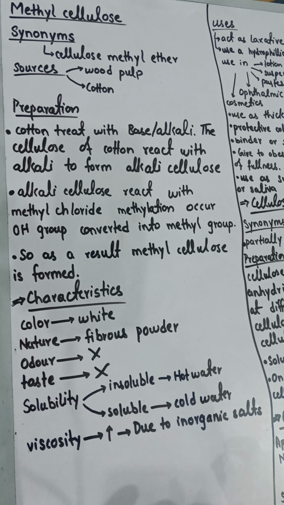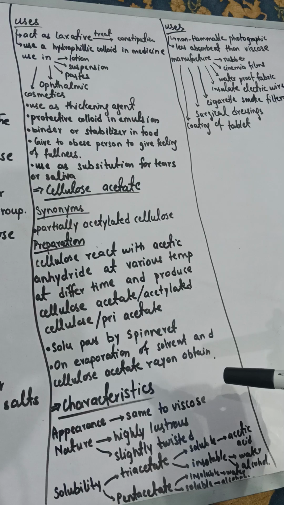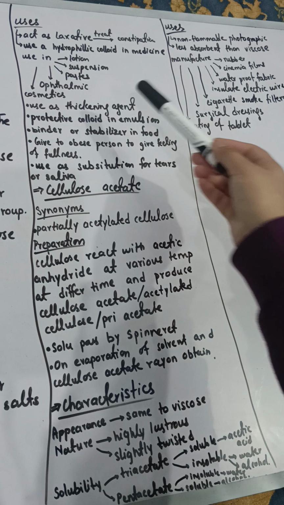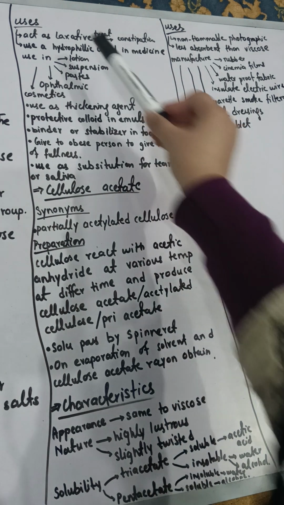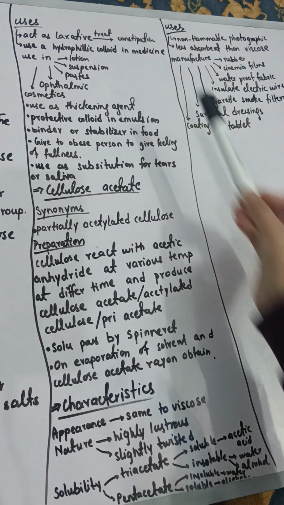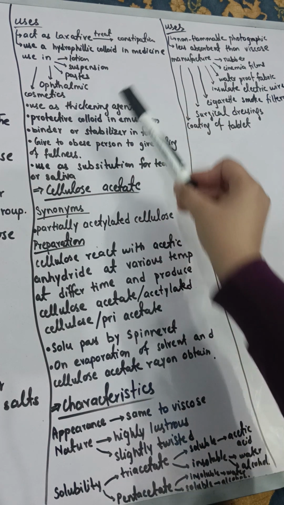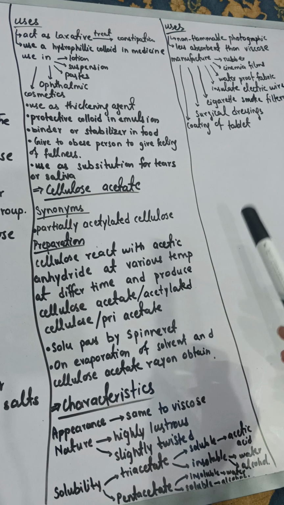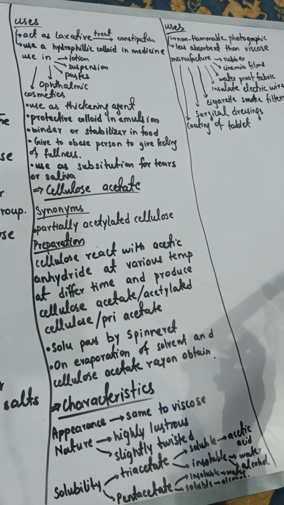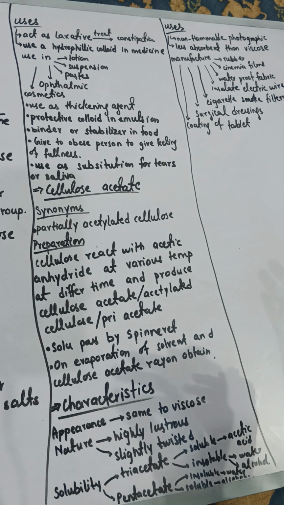So this was all about methyl cellulose. Let's discuss some of its advantages or uses, and after that we will discuss the second regenerated fiber, which is cellulose acetate. Here the uses are given: it acts as a laxative and is used to treat constipation. It is also used as a hydrophilic colloid. Hydrophilic means water-loving colloid in nature. These colloids are used in medicine. In a laxative the hydrophilic colloid is very important.